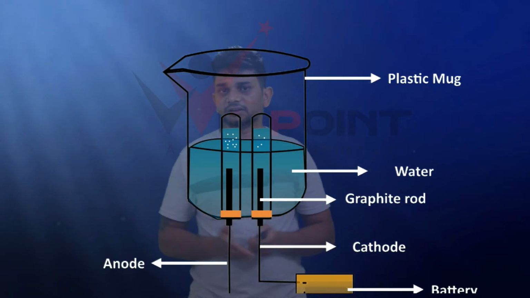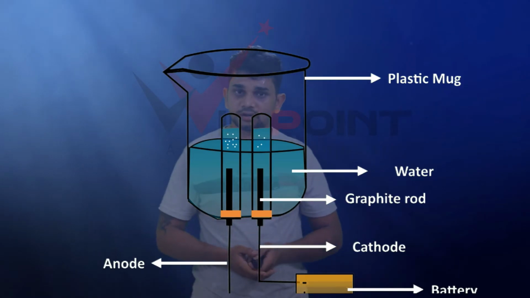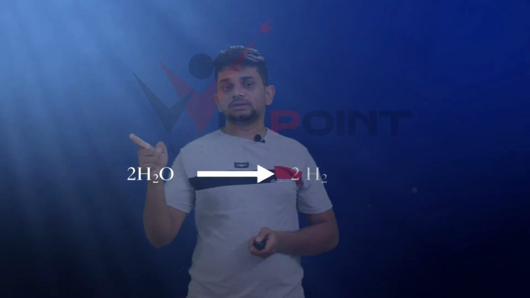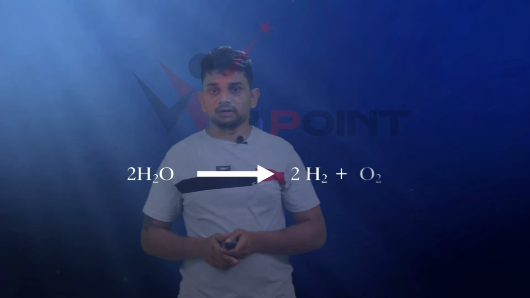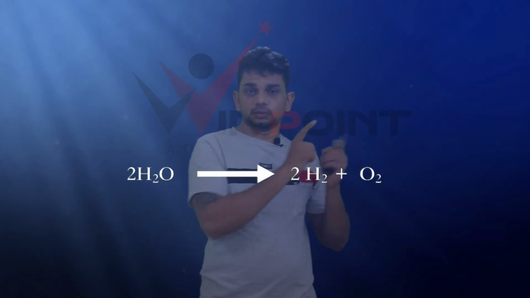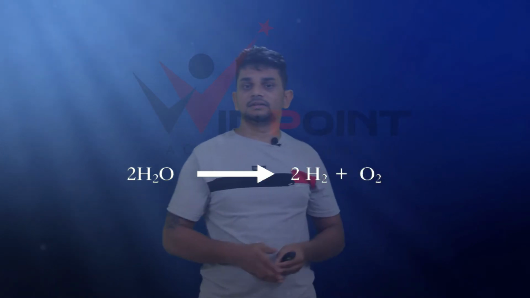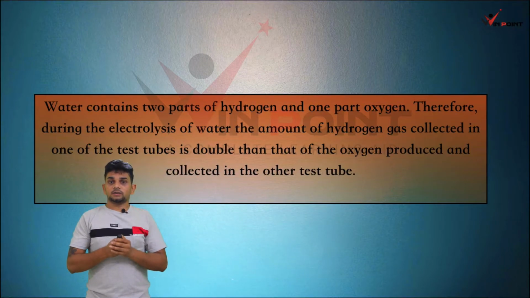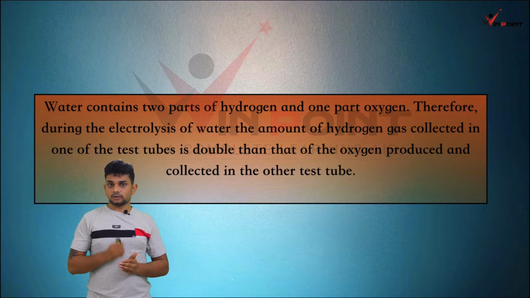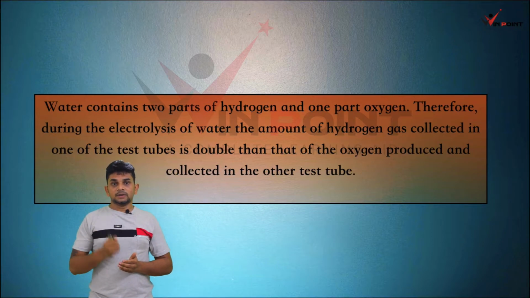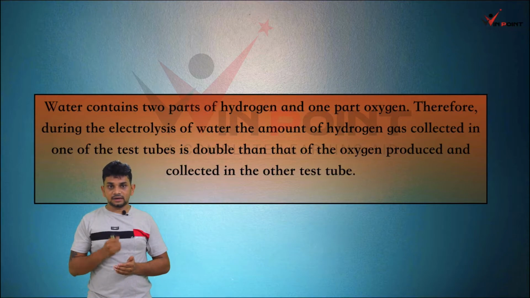The reason is very simple. Just analyze the equation of decomposition of water. The equation is 2H2O gives 2H2 plus O2. In the reaction, the amount of hydrogen is 2H2, right? It is double that of O2. The amount is more than oxygen, so there will be more hydrogen. Water contains 2 parts of hydrogen and 1 part of oxygen. Therefore, during electrolysis of water, the amount of hydrogen gas collected in one test tube is double that of the oxygen produced and collected in the other test tube.